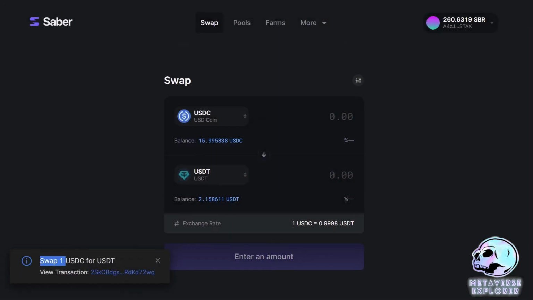3, 2, not even 1. We've swapped one USDC for one USDT. Awesome. So that's swapping some assets against each other.